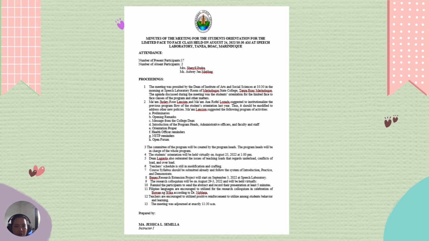So these are examples of the minutes of the meeting. This one is the minutes of the meeting for the students' orientation for the limited face-to-face classes. And when you look at it, there is the number of participants, the number of absent participants, and it is also indicated there the time when the meeting really happened. Okay, so that's it, everyone, for the minutes of the meeting.